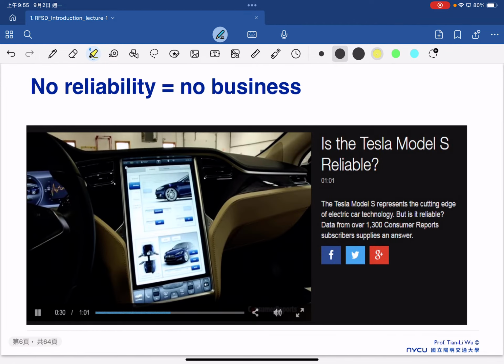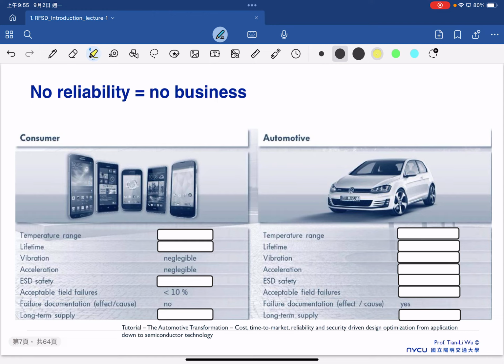So this is another example. Right now in our electric vehicles, there are so many electronic components inside. So we need to make sure that these electronic components are reliable. Otherwise, this not only damages the car, but sometimes can also damage your life. So this is a slide from Volkswagen, the German automotive manufacturer. It makes a comparison between the reliability aspects of the consumer versus the automotive.